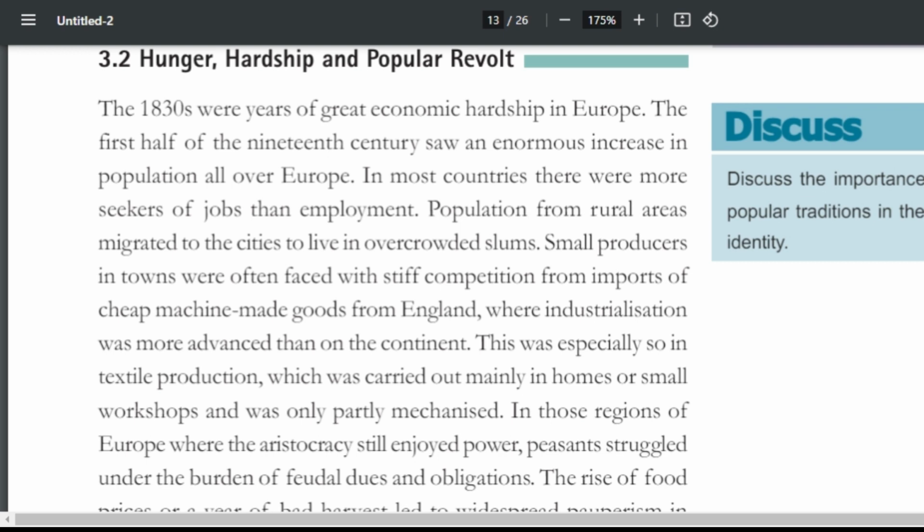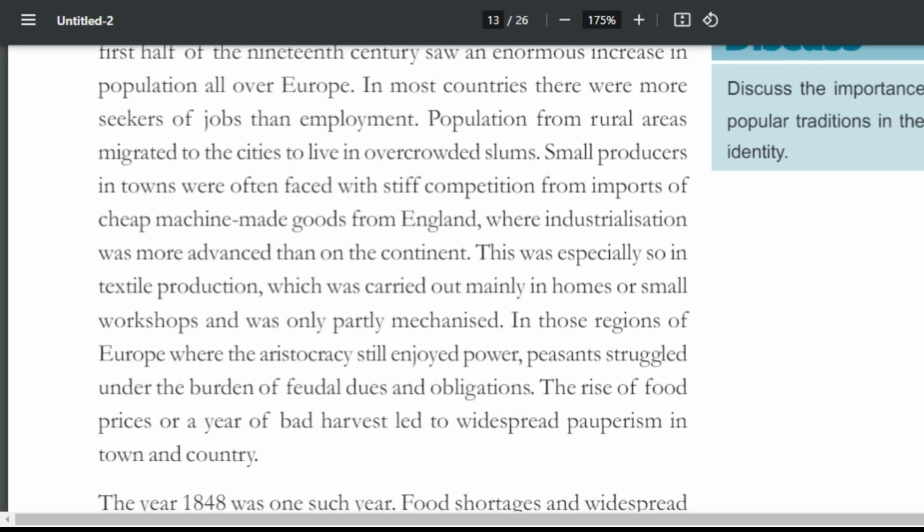The 1830s were years of great economic hardship in Europe. The first half of the 19th century saw an enormous increase in population all over Europe. In most countries, there were more seekers of jobs than employment. Population from rural areas migrated to the cities to live in overcrowded slums. Small producers in towns were often faced with stiff competition from imports of cheap machine-made goods from England, where industrialization was more advanced than on the continent. This was especially so in textile production.